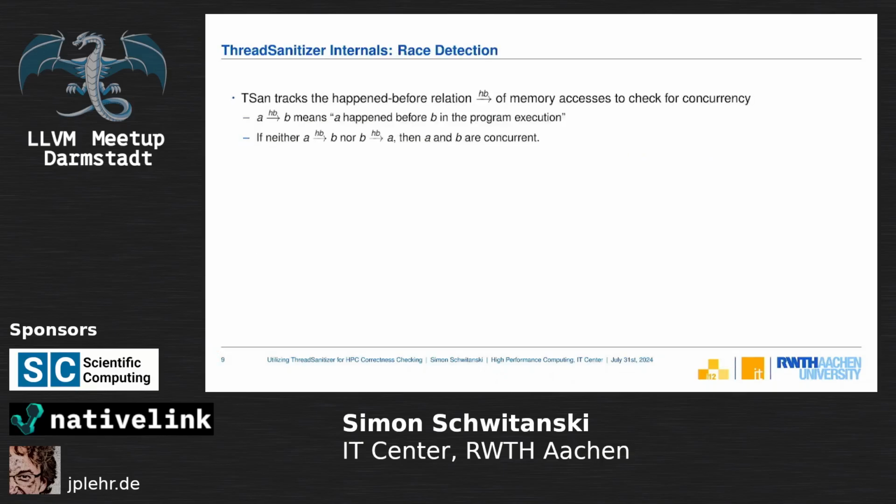Okay. Just a few words about the actual race detection. As I said, TSan tracks the so-called happens-before relation of memory accesses to check for concurrency. If you have two events, for example, two memory accesses, A and B, and A happens before B in the program execution, then you are safe. Because if you can guarantee that A happened before B, then you don't run into problems. If neither A happens before B nor B happens before A, then they are concurrent. And if those are conflicting memory accesses, then you have a data race.